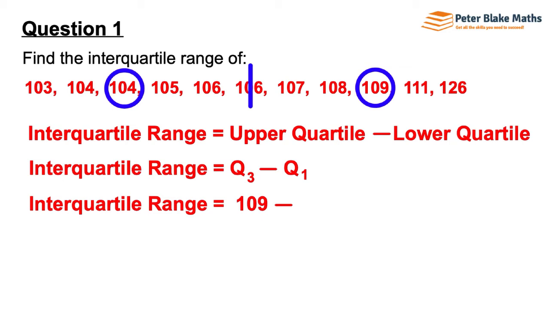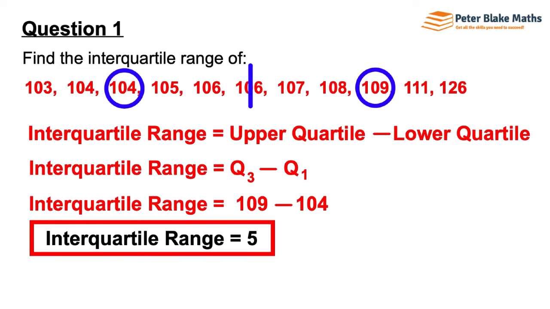Notice we don't really consider that 106 middle number as part of the rest of the question, once we've decided that it's the very middle of the two. The median of the odd number of scores is 106, and then we'll just think of it as two separate questions for the top half and the bottom half. So we'll take 109 minus 104, and that will give us the interquartile range. In this case, an interquartile range of 5 for that set of scores.